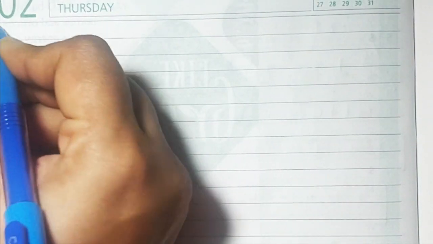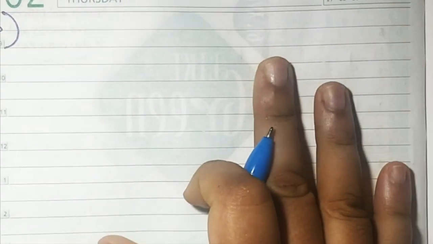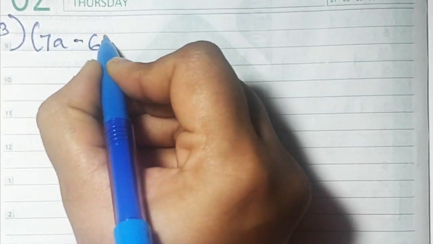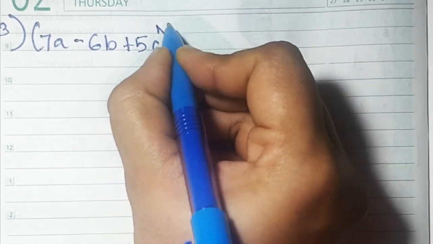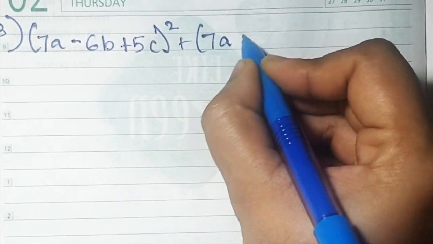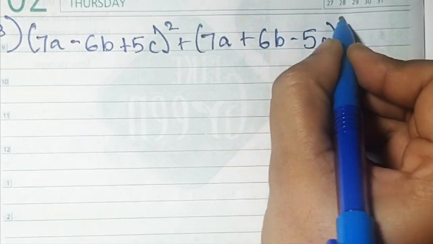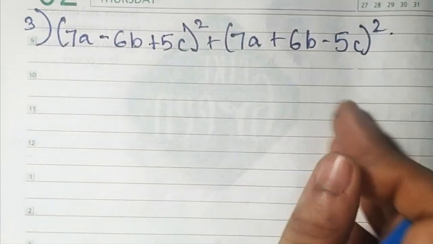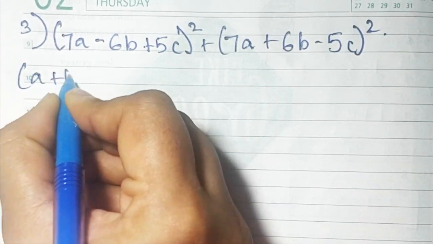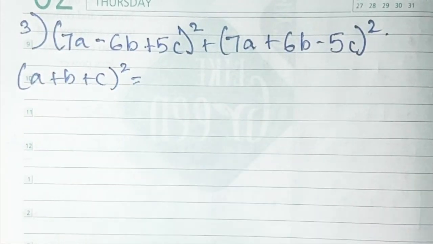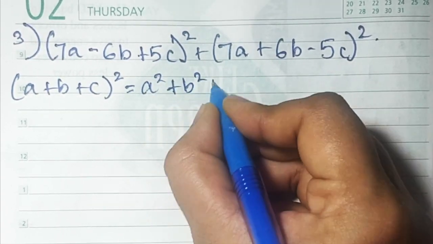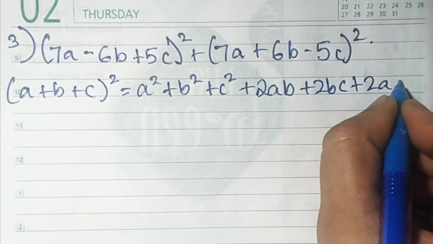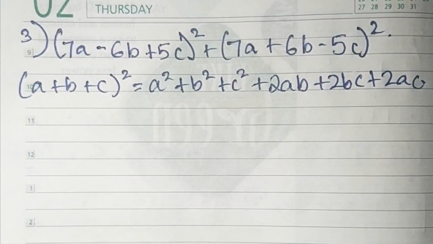I'm going to do the last sum, sum number 3. Okay? So, sum number 3 is 7a minus 6b plus 5c whole square plus 7a plus 6b minus 5c whole square. Right? The first thing is you need to write the formula. So the formula is a plus b plus c the whole square is equal to a square plus b square plus c square plus 2ab plus 2bc plus 2ac. Okay, the formula is done.